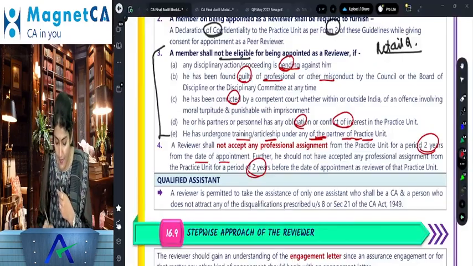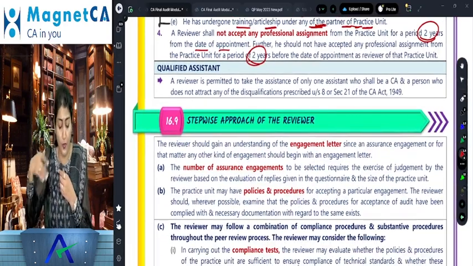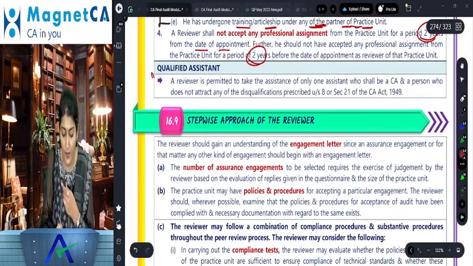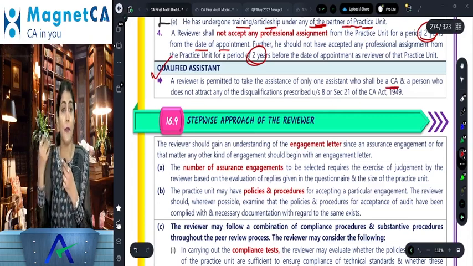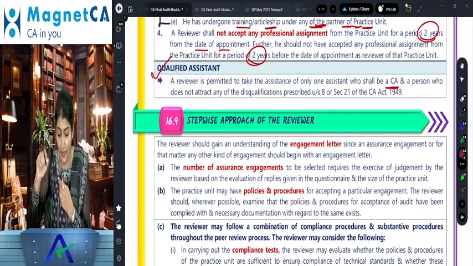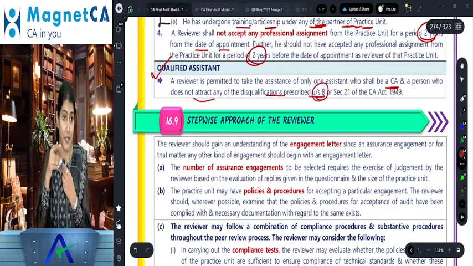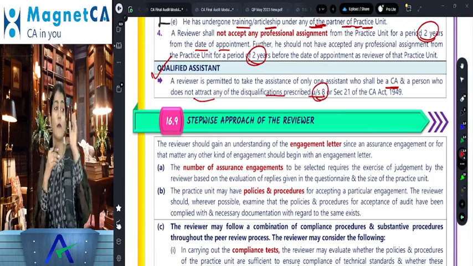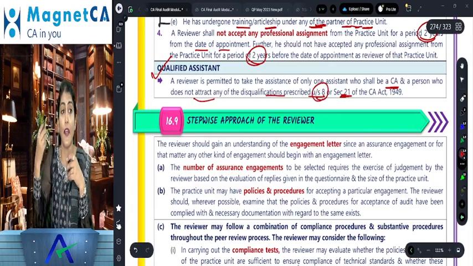Okay, right. And then after that it says, can you take another CA along with you to do the peer review? Yes, you can take one qualified assistant who is a chartered accountant, right? So an article you cannot take along with you for doing the peer review. You can take another CA, a person who does not attract any of the disqualifications under Section 8. What is Section 8? Disabilities for membership. Right, and what is Section 21? Guilty of professional or other misconduct.